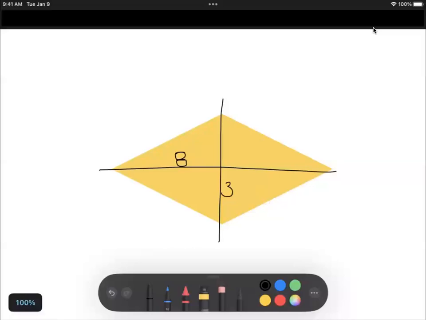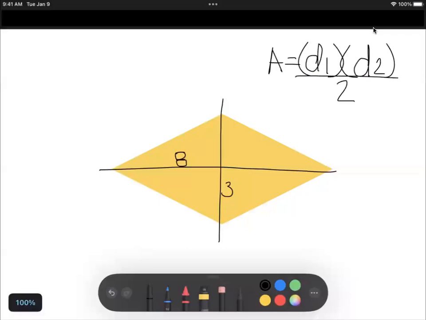Now, to find the area of a rhombus, we would take the length of diagonal 1, multiply it by the length of diagonal 2, and then divide it by 2 or multiply it by 1/2. So the area is basically half of the first diagonal times the second diagonal.